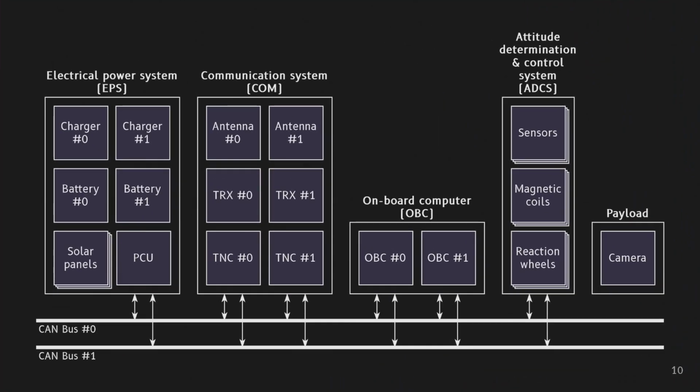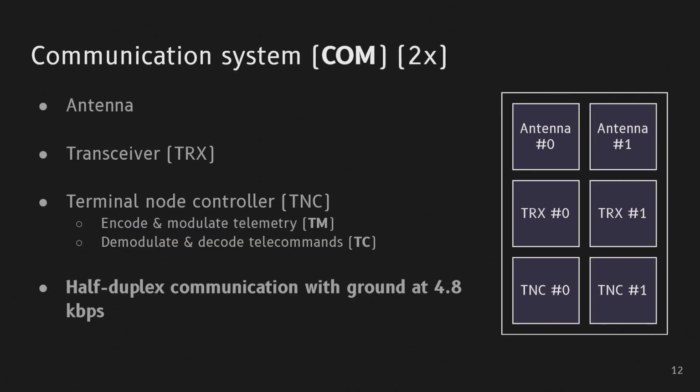And CAN is a sort of automotive bus protocol, and it found its way into low-cost applications where you need reliability. But we're mostly going to be talking about these two, the communication system and the onboard computer, because that's the thing that does telemetry. The communication system consists of two identical strings, basically, for redundancy.